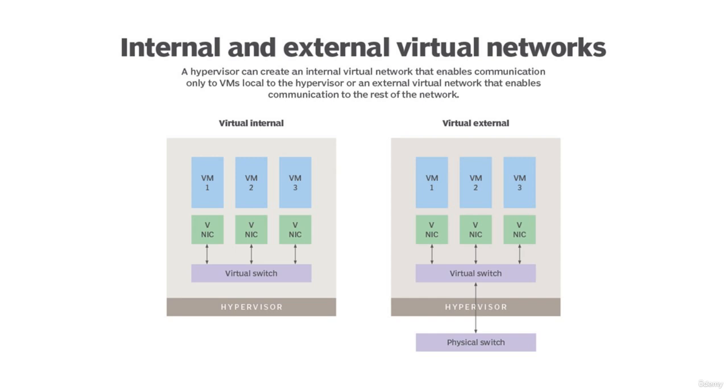Now, another class of network virtualization is a bit more proprietary, and it happens deep inside a hypervisor that's running virtual machines, or VMs. A hypervisor can create its own virtual network, either an internal virtual network that enables communication only to those VMs local to the hypervisor, or an external virtual network that enables communication beyond the hypervisor to the rest of the network.